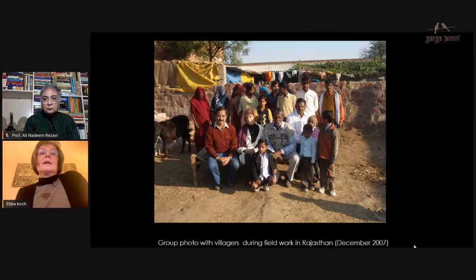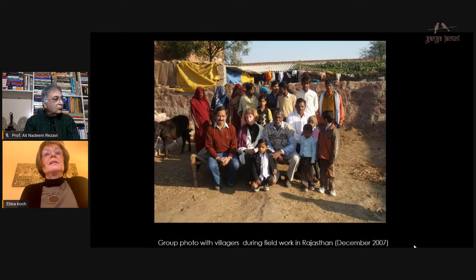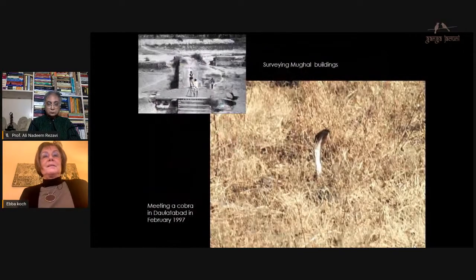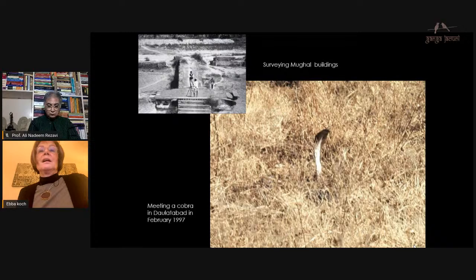Another aspect of field research is, of course, that it leads to an understanding of the living condition of the local population, and also one experiences how they, in their own situation, react to the monuments. Next slide, please. And it might lead to encounters with the wildlife of India, like here with this cobra I met and photographed in the fort of Daulatabad.